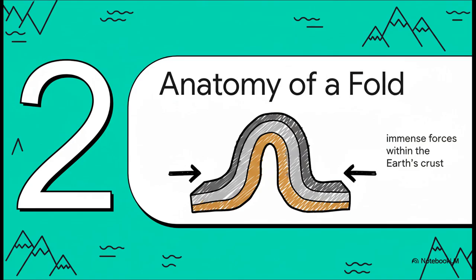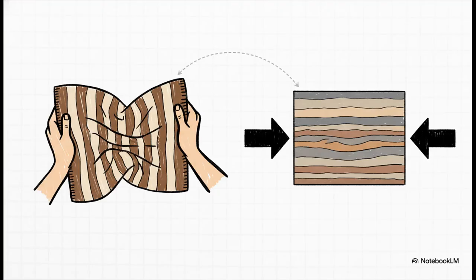Okay, so we've got tilting down. We know rocks can be tilted. But what happens when you take those layers and you start to squeeze them from the sides? Well, they don't always break. A lot of the time, they just bend. Think about it like this. If you put your hands on both ends of a rug and you push them together, what happens? It buckles up, right? It gets all wrinkly.